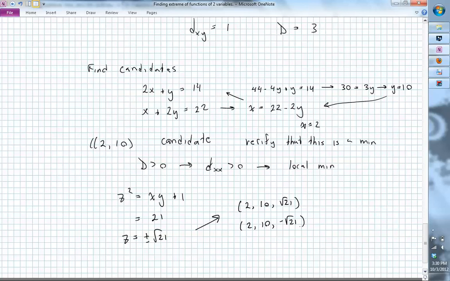Now you go back to WebWork and you punch these in. Which one goes first? The negative one, the negative root 21. Weren't there 3 slots for answers? There are 3, and they're just trying to be tricky. They don't want to give away too much.